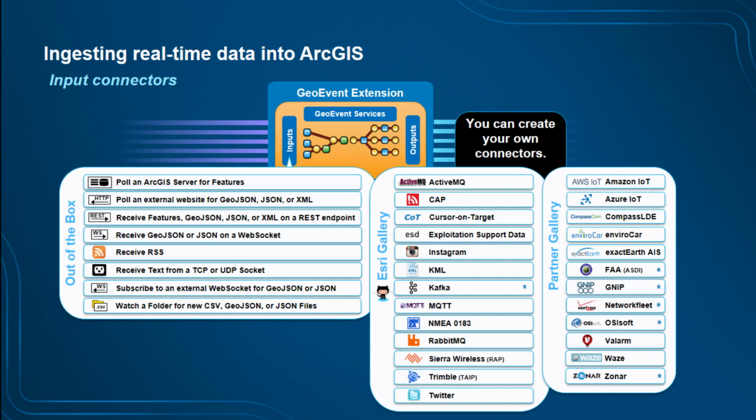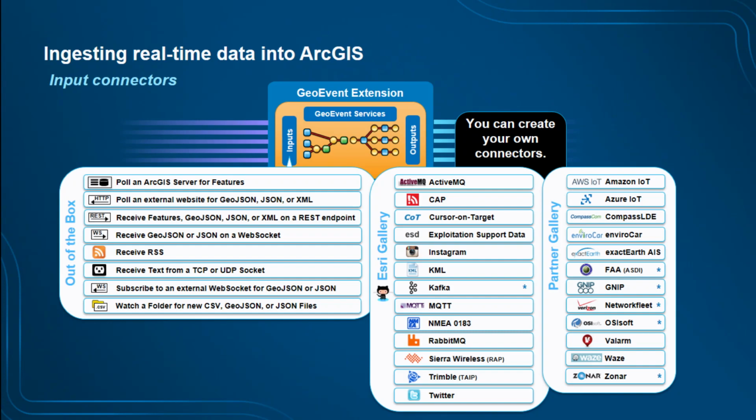GeoEvent Server ingests real-time streaming data from a wide variety of sources using the input connectors. There are a number of out-of-the-box connectors which are provided with GeoEvent. As you can see here on the left, the ability to pull an ArcGIS Server for features, pull an external website for JSON, GeoJSON, or XML. You can also receive features, GeoJSON, JSON on a REST endpoint, or maybe on a WebSocket. You can also receive RSS feeds, or receive text on a TCP or a UDP socket, or subscribe to an external WebSocket for JSON or GeoJSON.